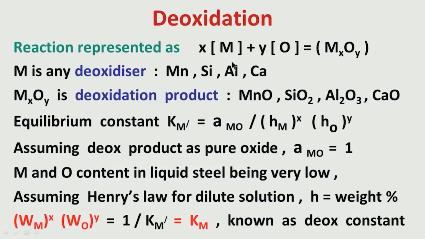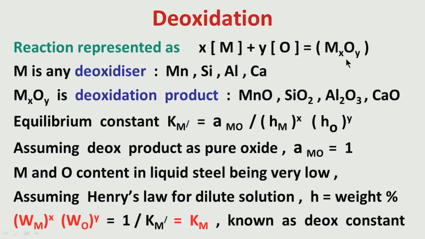So, the reaction is x M plus y O, which gives a deoxidation product like MxOy. When we are deoxidizing with aluminum, the product is Al2O3. So, x is 2, y is 3. So, 2 atoms of aluminum reacting with 3 atoms of oxygen, giving rise to the molecule Al2O3.